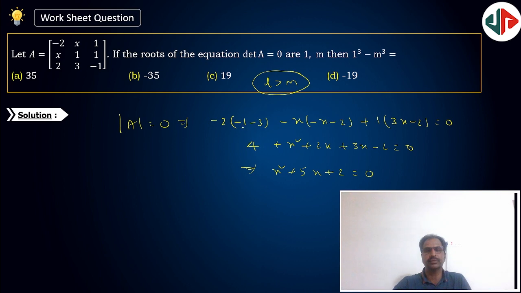Sorry, this is not 4. This is 8. So x square plus 5x plus 6 is equal to 0. And if you write the factors, then you get x is equal to minus 2, x is equal to minus 3.